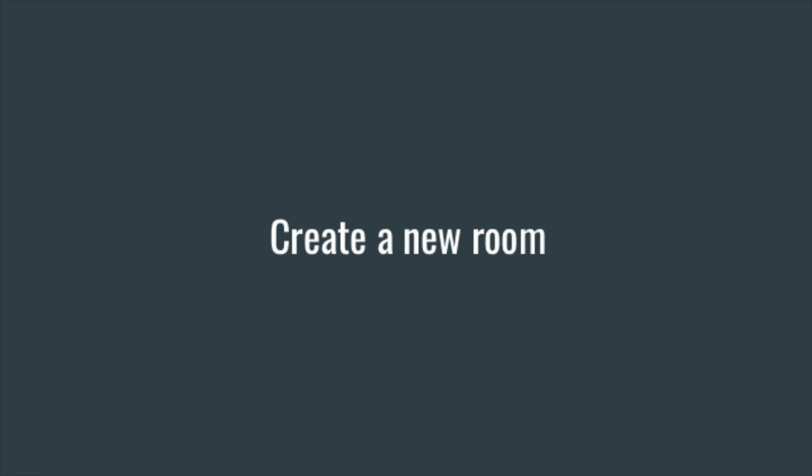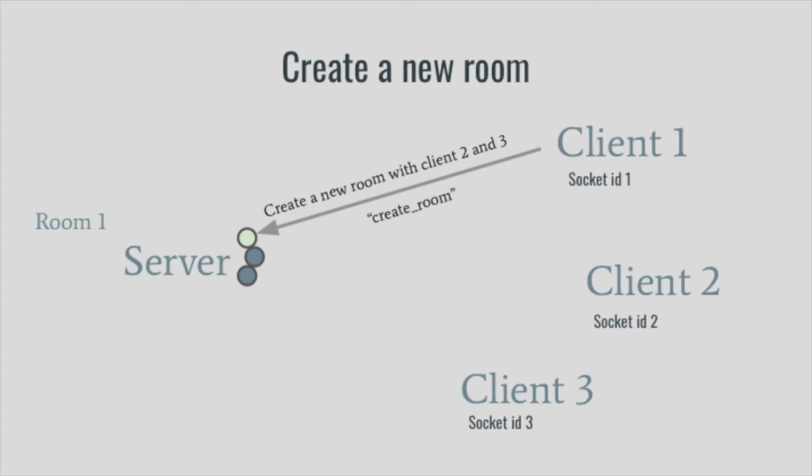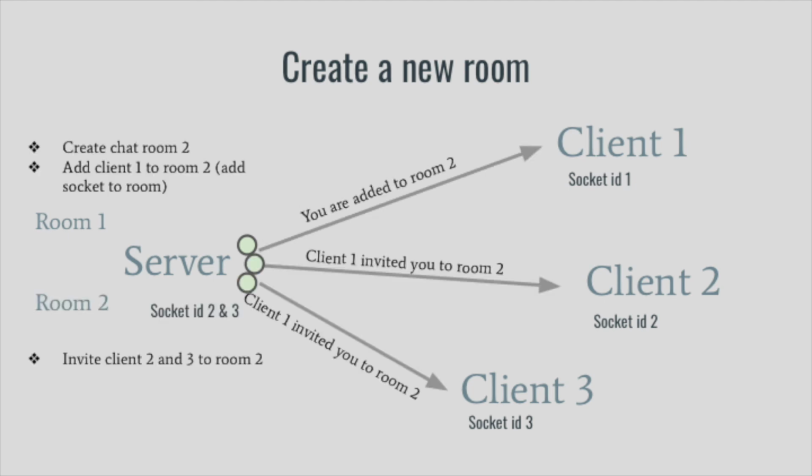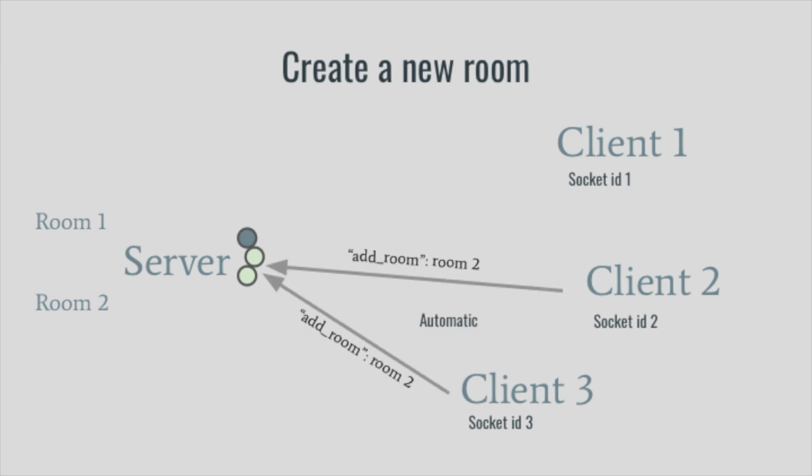Now client 1 wants to create a new room with client 2 and 3. Client 1 begins by emitting a create room event. The server creates the new chat room, room 2. It adds client 1 to room 2 and sends invitations to client 2 and 3 through socket 2 and 3. Upon receiving the invitation, client 2 and 3 automatically ask the server to add them to room 2.